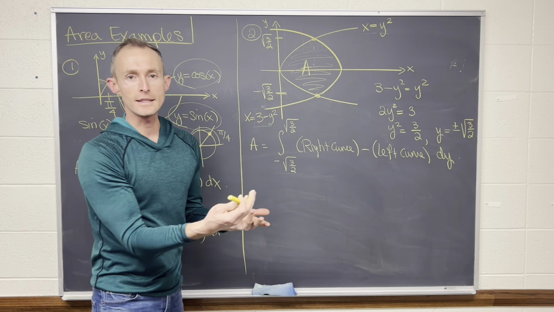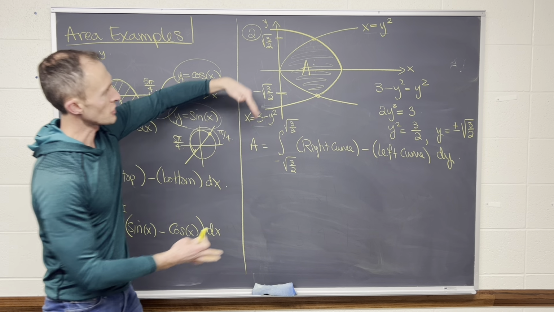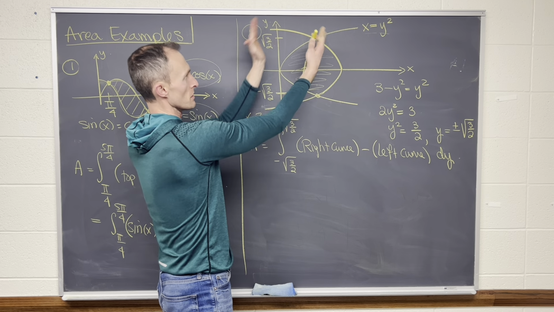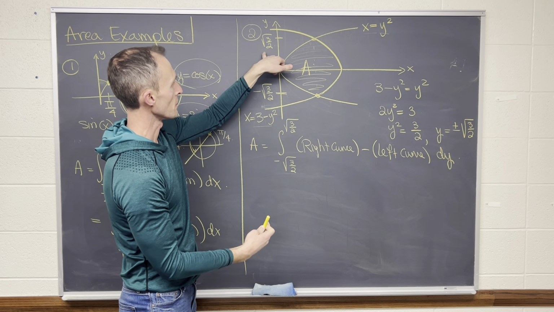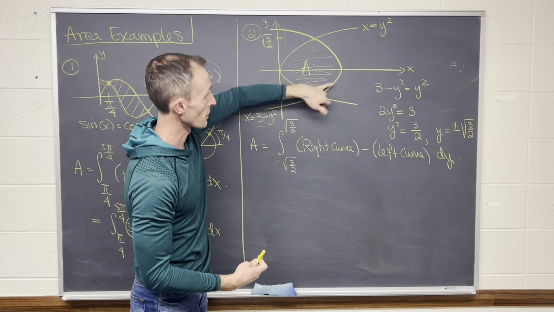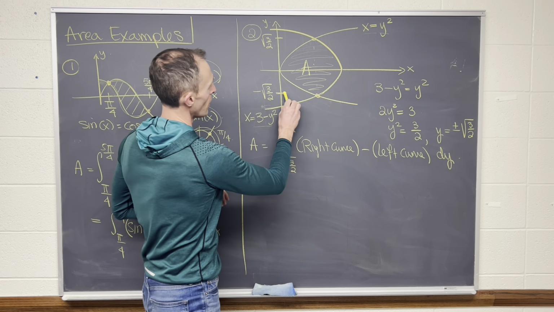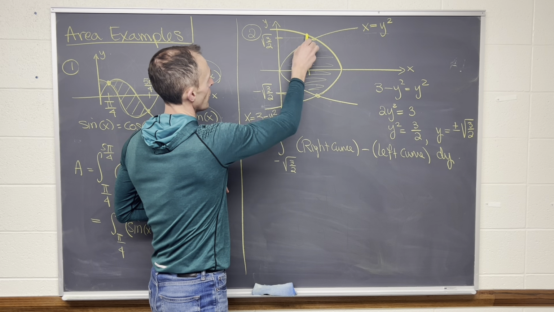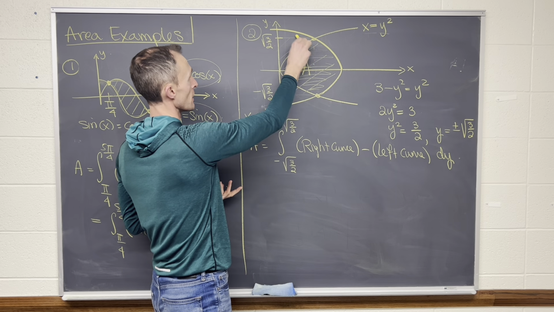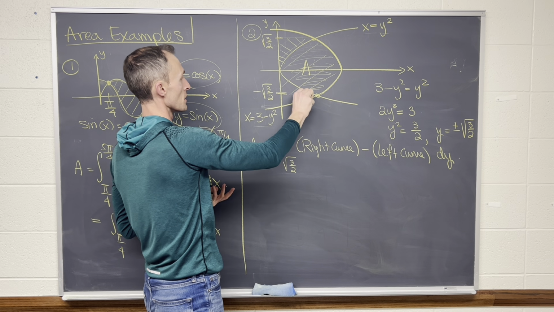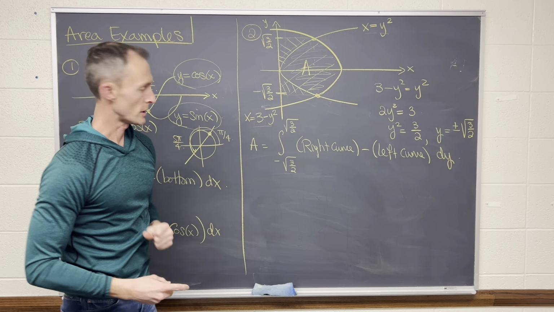Now, why is that the case? Just go back to the example of top minus bottom and think of the picture. If you were to tilt this picture vertically, you'd say the integral from negative root 3 over 2 to root 3 over 2 of the top curve, or the right curve, if you will, which is 3 minus y squared, would give me all of this area here. But that's too much. I need to subtract away this area, which is the integral of the left curve. And if I subtract those two things, I get the area that I'm interested in.